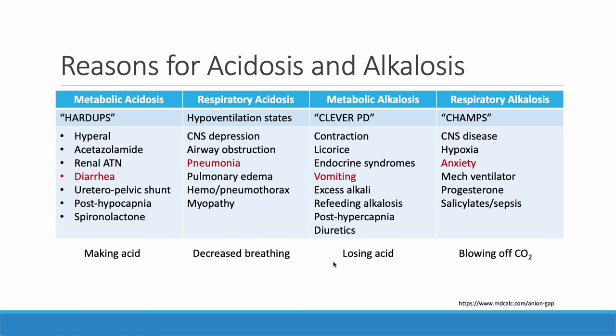If the body is making acid, right? If it's making acid, then that is a metabolic process. Okay? Does that make sense? Well, it makes sense because if I'm making acid from ATN or I'm in shock, for instance, those are reasons that I would have metabolic acidosis, because I'm making acid for some reason.